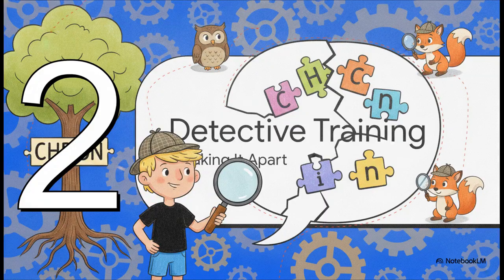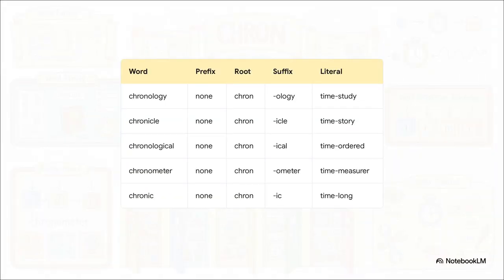Moving on to Section 2, word detective training and breaking it apart. Welcome to Brainy's workshop. Our memory cue for this part is super simple. Break it apart to see it. When we actually break our 5 core words down into their prefix, root, suffix, and literal meanings, this really fascinating pattern emerges.